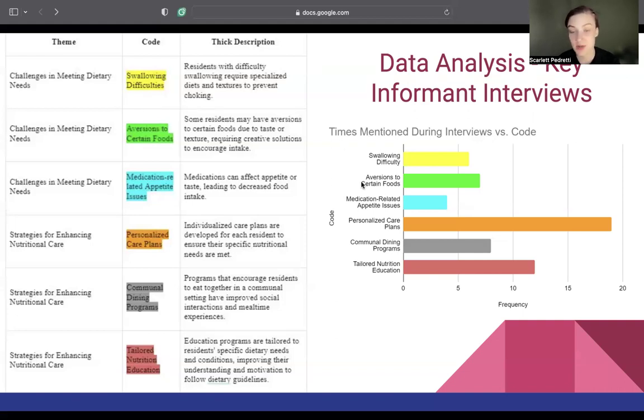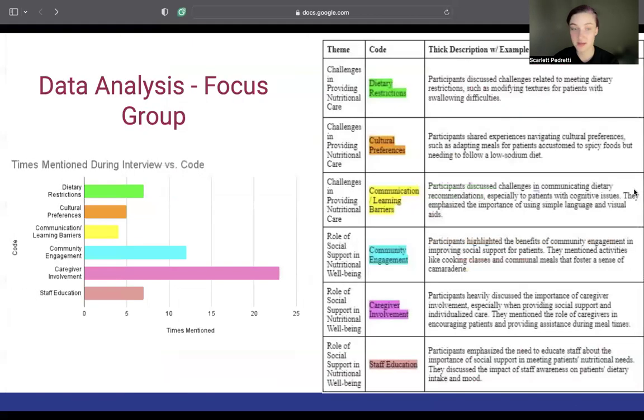And then the second diagram I have here on the right just shows the frequency that the codes came up in my transcription process. And as you can see here, personalized care plans and tailored nutrition education were the most frequently used codes out of the transcription. And my focus group data analysis was similar as far as the methods used, except the themes were a little bit different for this one because it was a little bit more refined after doing my key informant interviews.